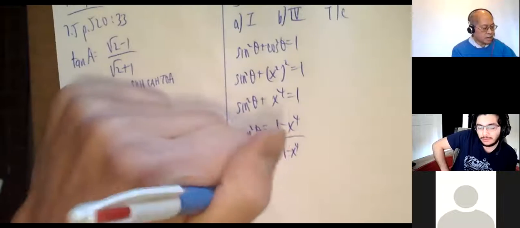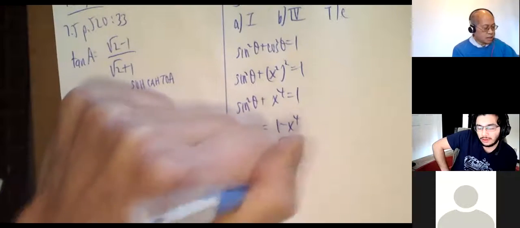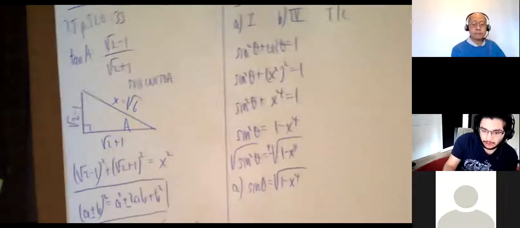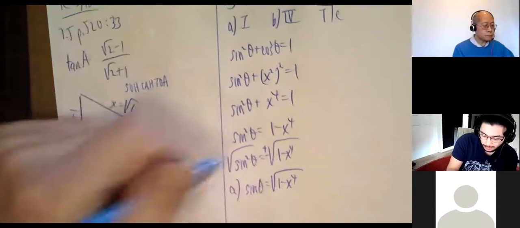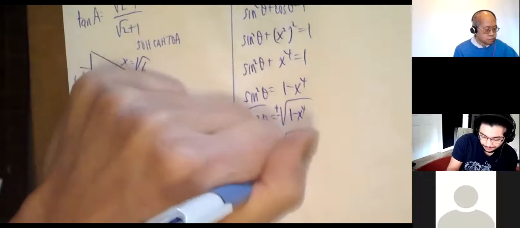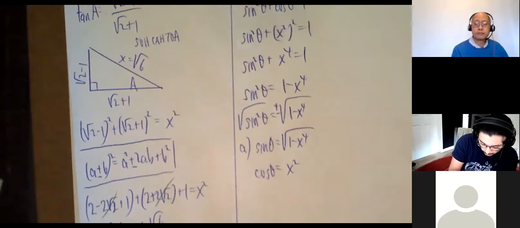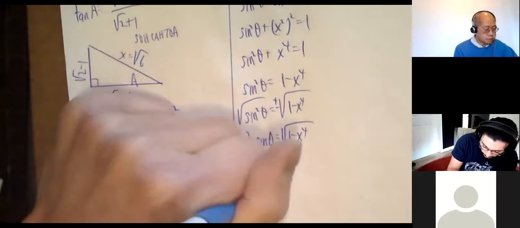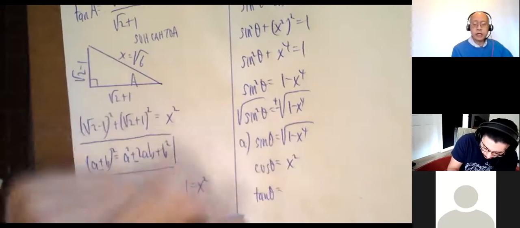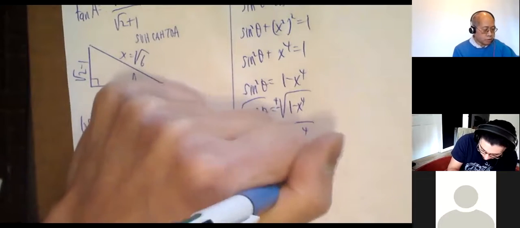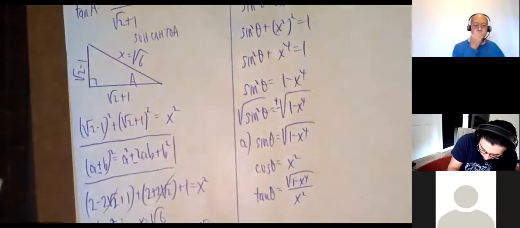Okay, so part A, sine of theta is the positive radical 1 minus x to the 4th. And yeah, I already know cosine of theta is x squared. And now I just do the rest. So tangent is sine over cosine, radical 1 minus x to the 4th over x squared, like that.